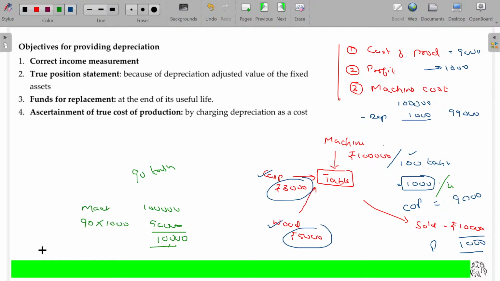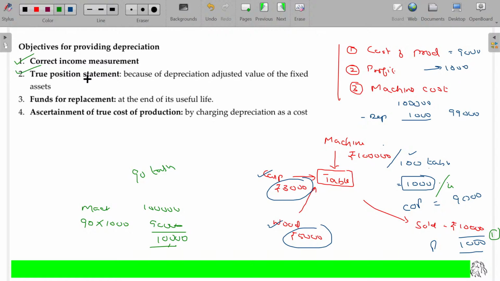So the machine was purchased at 1 lakh. Today the value of the machine is only 10,000. What does it mean? The machine almost reaches its time for replacement. It's going to be lost. Hereafter we have to get ready for replacing the asset. So 4 points I have discussed. One is correct income measurement. Unless you know this, you cannot find out the profit properly.